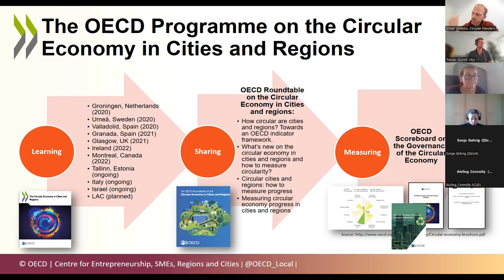And the third pillar of our program is measurement. Here, what we have done, and this is something that I will explain during my presentation, we have developed a tool for cities and regions to measure the progress made in terms of governance dimensions. We have applied this tool to the city of Montreal, and after that they are working on the launch of the circular economy strategy. And as you also mentioned, we have designed an inventory of circular economy indicators. And right now we are working with the Italian Ministry for Ecological Transition on indicators and measurement.